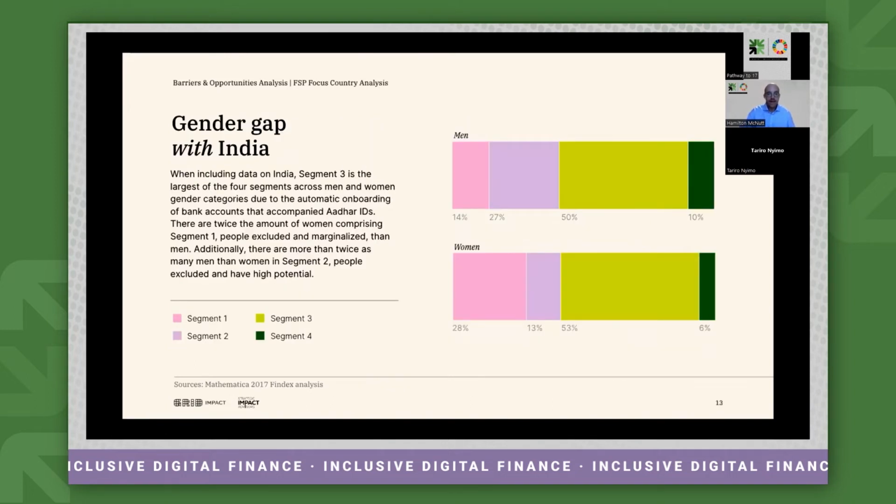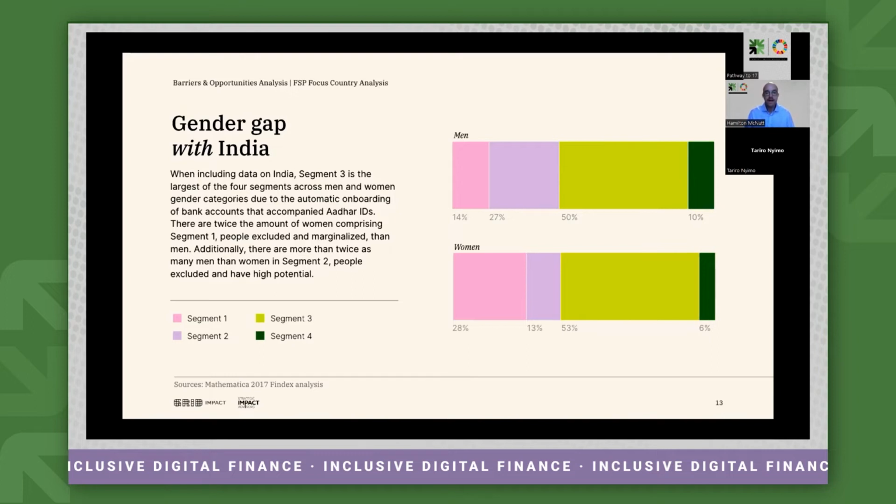So with the gender gap, we also wanted to look at the gender gap between segments, right? This is, again, with India, all markets combined. You can see that segments 3 and 4 are relatively equal, even with women, there are more women having a greater percentage in segment 3. So the real battleground for equity comes in segments 1 and 2, where you have more women in segment 1 than men, and many more men than women in segment 2.